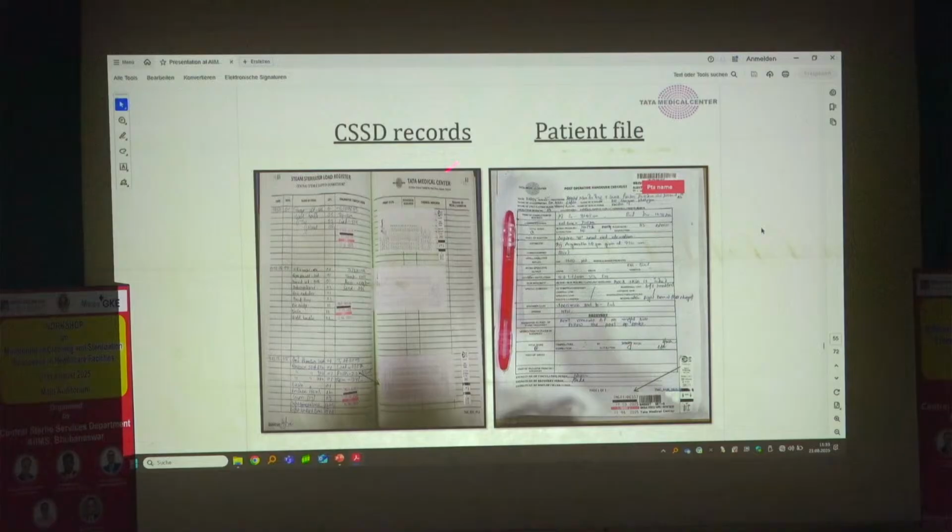This is the CSSD register, and this is the patient file, where the barcode and the indicator has been affixed with the chemical indicator.